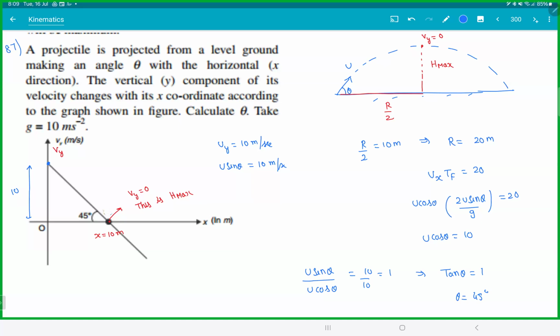Make sense? So the main idea is figuring out that at this position, x is equal to 10, that is where the h max occurs. How do we know that? Because Vy is 0. That is the only position where the vertical velocity becomes 0. Is this clear, everyone? This is how you can frame data.